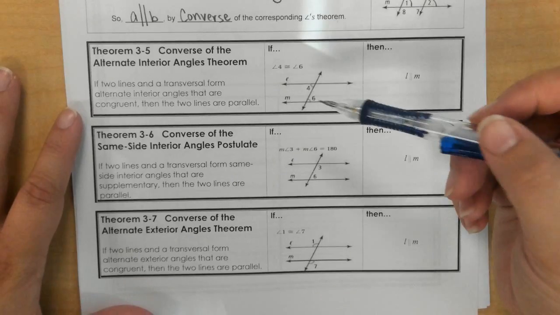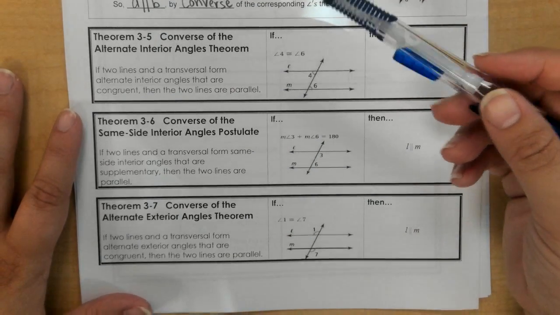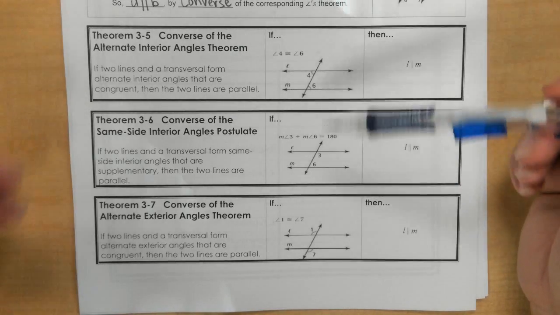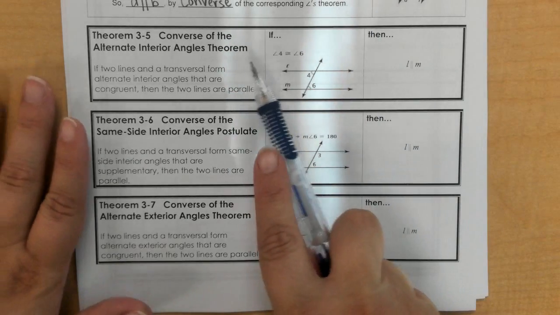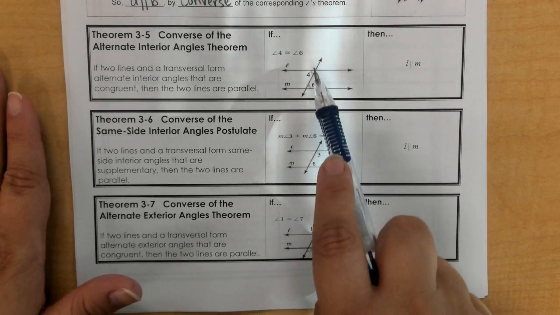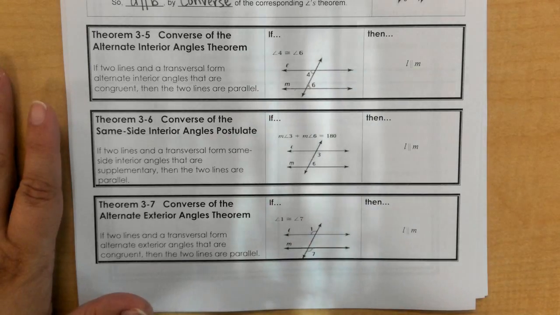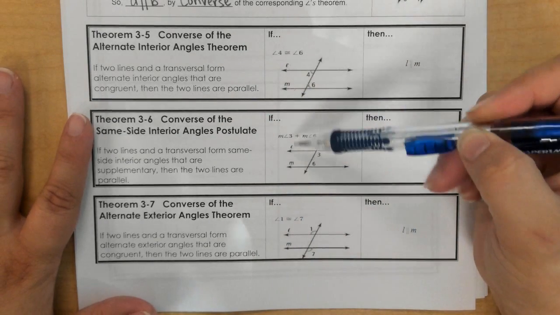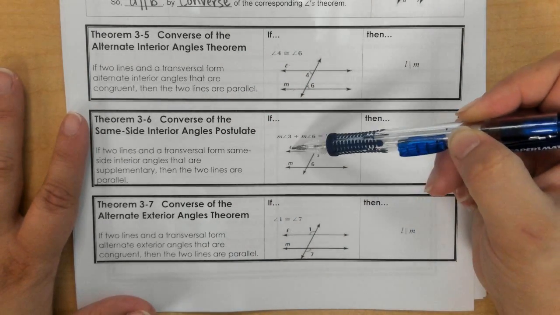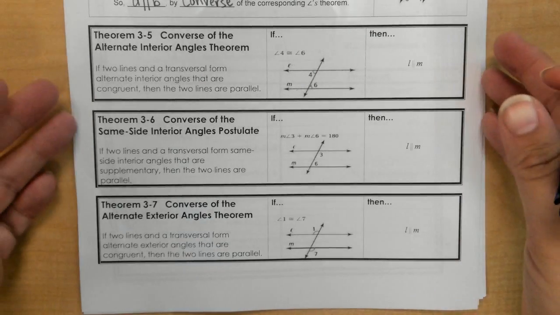Now these three, I would read through these, and you could hit pause and do that. But again, same thing. If I tell you that these two angles are congruent by alternate interior angles, then you know that these two lines L and M are parallel. And that is a cursive L on all of them. It does look like a C, but it is a cursive L. Okay?